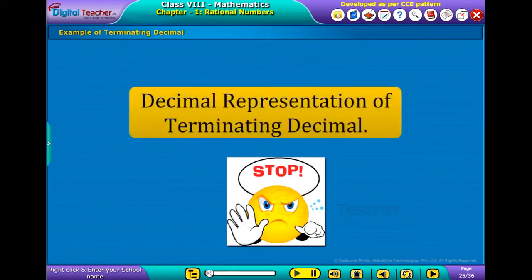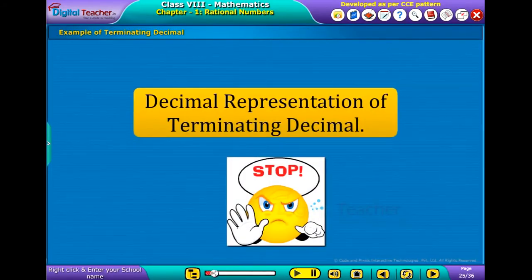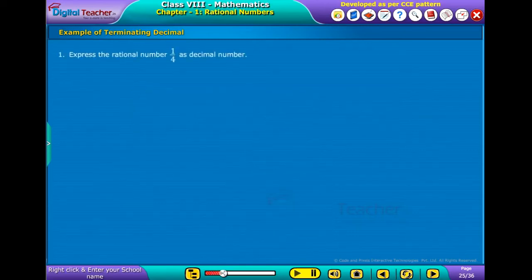Let us see an example on decimal representation of terminating decimal. Express the rational number 1 by 4 as a decimal number. Solution. When 1 is divided by 4, we get as follows. Therefore, 1 by 4 is a terminating decimal.